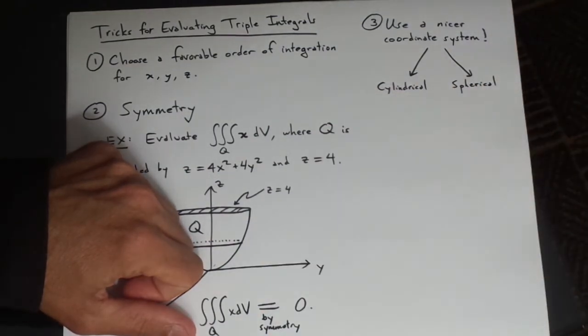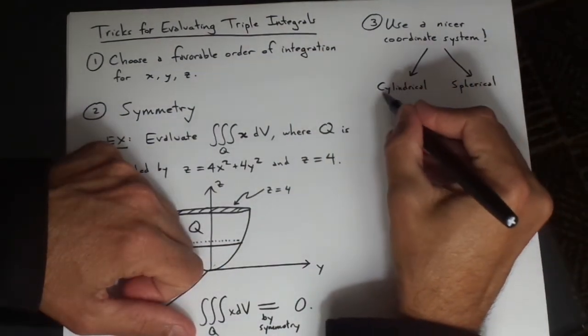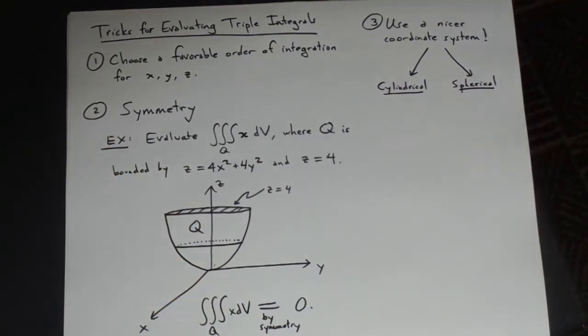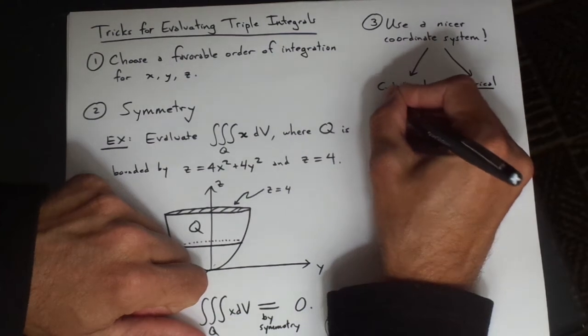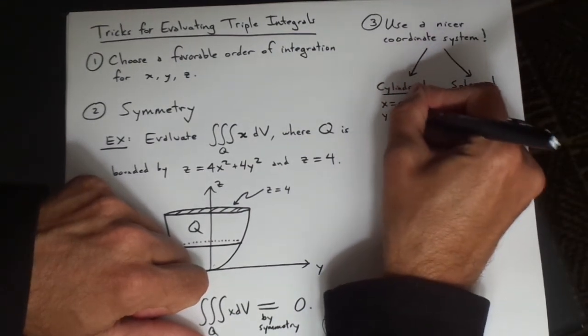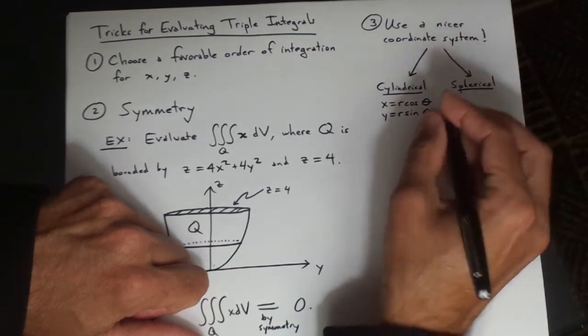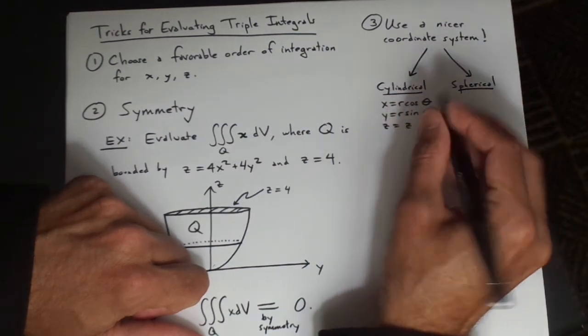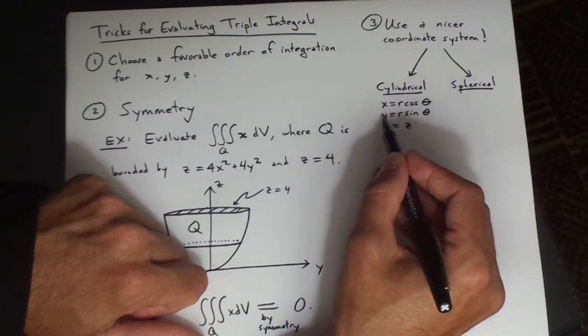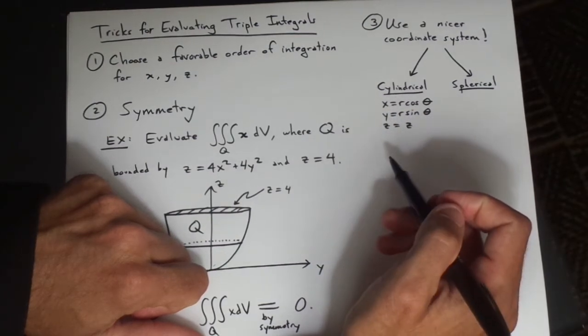In some cases, the cylindrical coordinate system will be the most effective, and in other cases, the spherical coordinate system will be. Let me just remind you, for a cylindrical coordinate system, we're really just doing polar coordinates where we're tacking on a z variable. So z is just equal to itself, and x is equal to r cosine theta, y is equal to r sine theta. Okay.